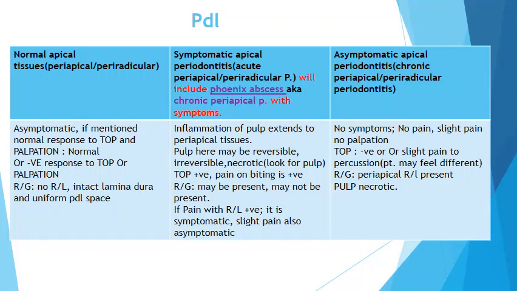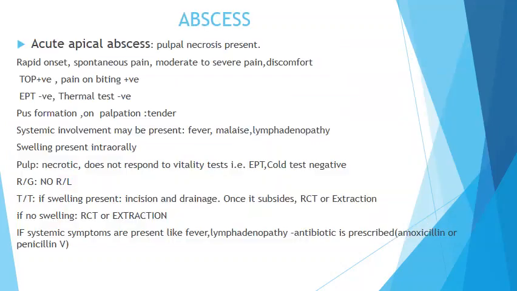So the thing is that when you have normal apical tissues, the response to the percussion test or biting test is normal or no response at all. In cases of symptomatic, there is a positive response and the pulp may be reversible, irreversible or necrotic. But when you have asymptomatic apical periodontitis, percussion test is negative or the patient may say that he feels different and the pulp is generally necrotic.